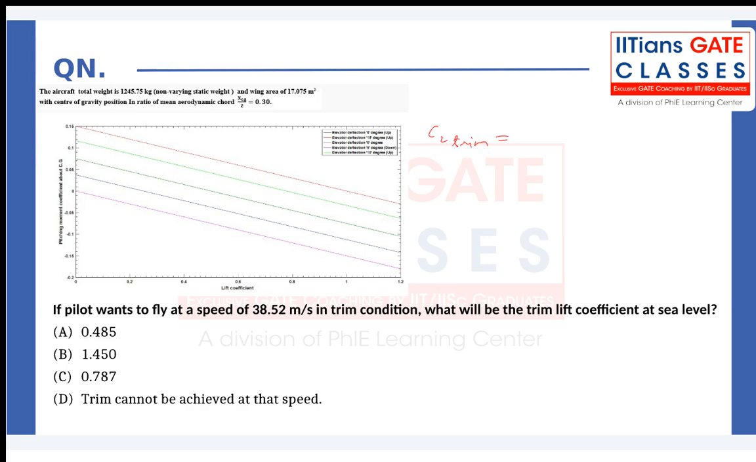How do we find out CL trim? You can use your lift equation. Very straightforward. What was your lift equation? Half rho V square S CL. Now just apply this equation at trim condition and find out CL trim.